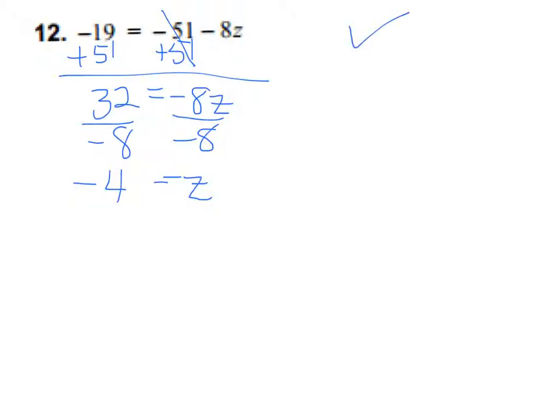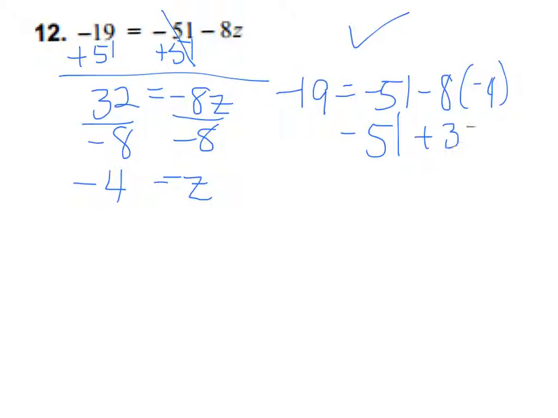And do my check step. So does negative 19 equal negative 51 minus 8 times negative 4? I hope so. So that's going to be negative times negative is plus 32. And negative 51 plus 32 is negative 19. My check step worked. I know my answer's right.